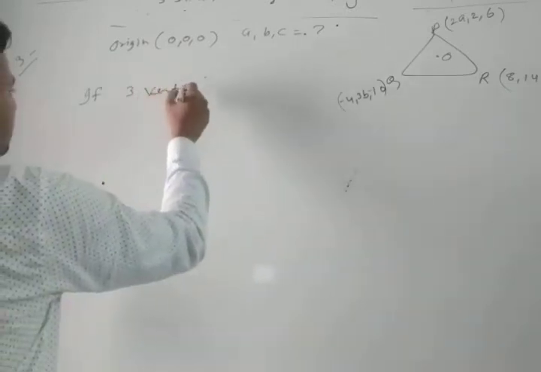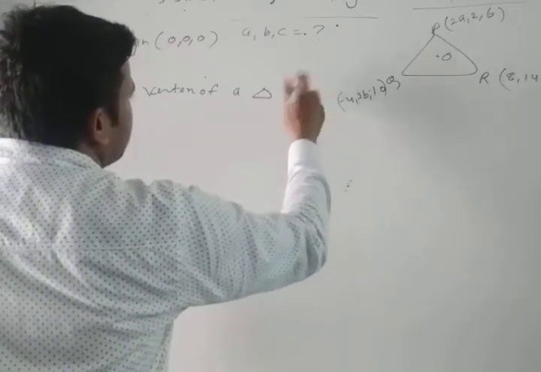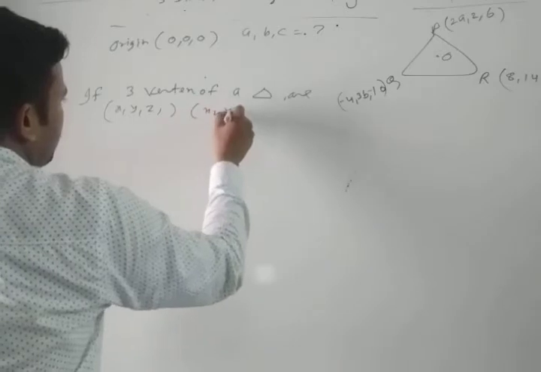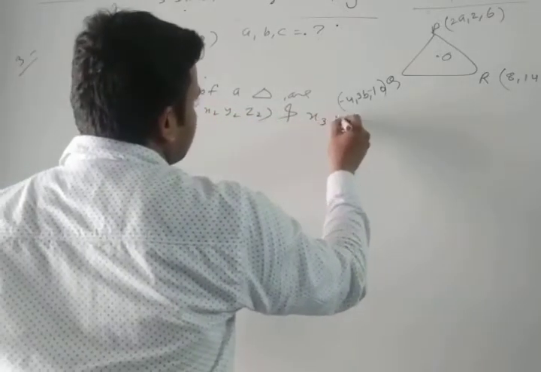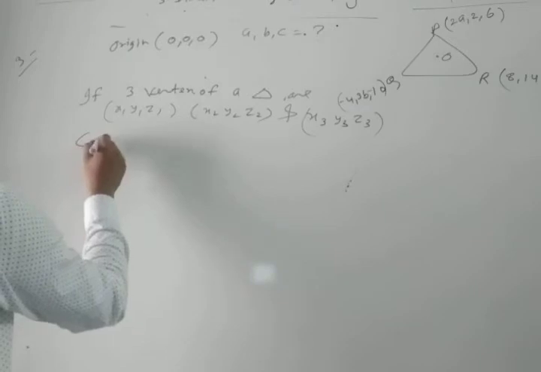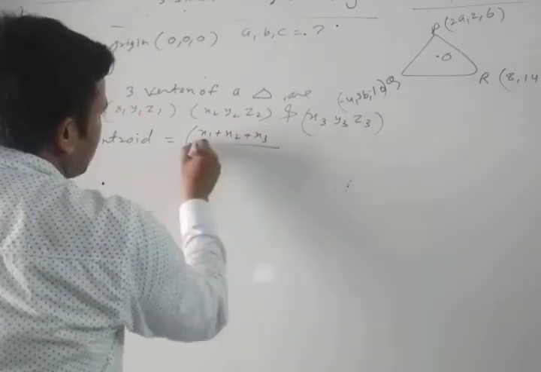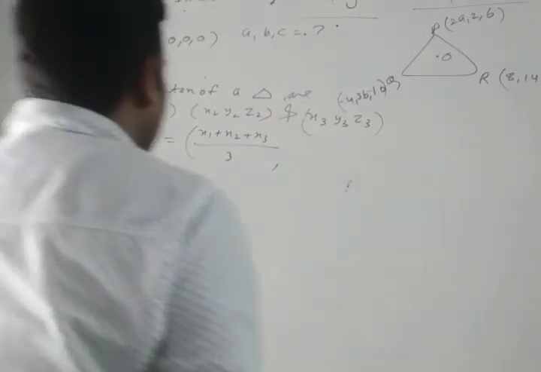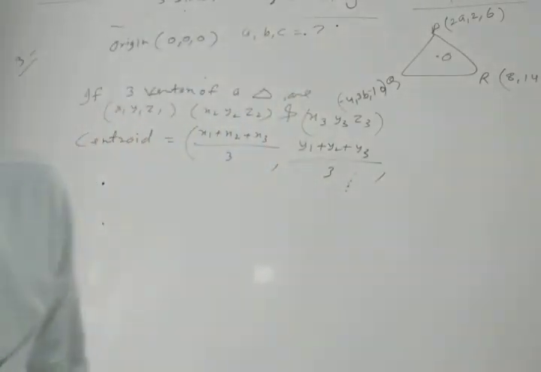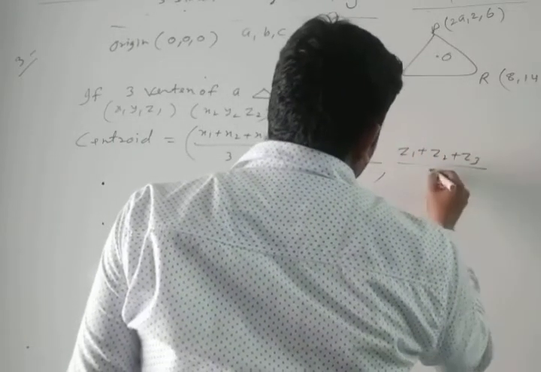If three vertices of a triangle PQR, (x1, y1, z1), (x2, y2, z2) and (x3, y3, z3) are given, then the formula of the centroid is equal to (x1 plus x2 plus x3) upon 3, (y1 plus y2 plus y3) upon 3 and (z1 plus z2 plus z3) upon 3.